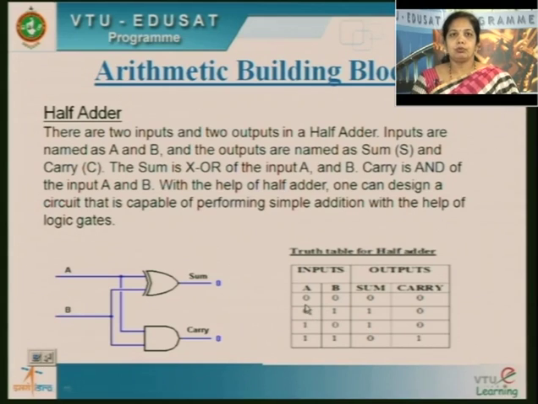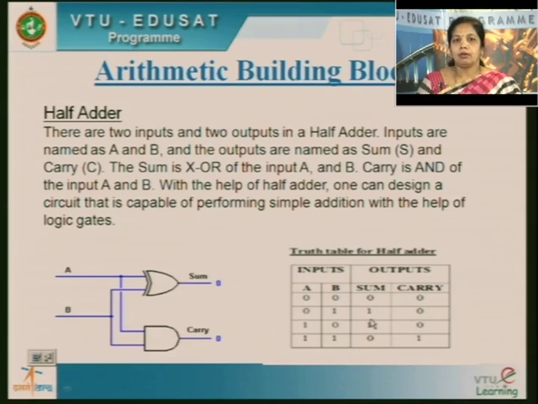Suppose I add 2 binary zeros, the sum is 0, carry is 0. Suppose I add 0 and 1, my sum is 1 and there is no carry, so that's why I have written 0 here. When I add 1 and 0, it is the same, the sum is 1 and carry is 0. Now I am going to add 1 plus 1, it is 2. The 2 in binary I write as 10. So the sum is 0, carry is 1. So we get 2 outputs.